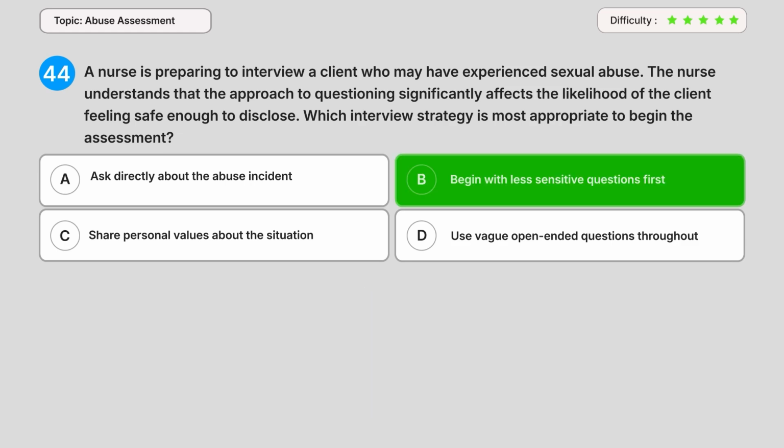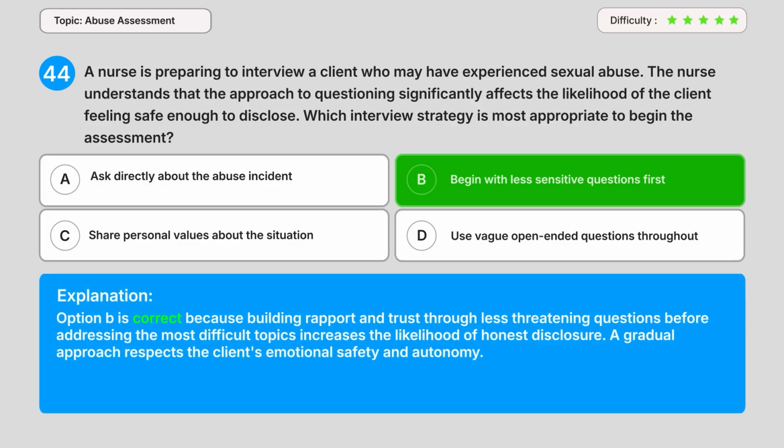Correct answer, B. Begin with less sensitive questions first. Explanation. Option B is correct because building rapport and trust through less threatening questions before addressing the most difficult topics increases the likelihood of honest disclosure. A gradual approach respects the client's emotional safety and autonomy.